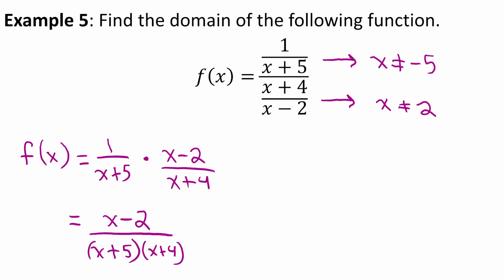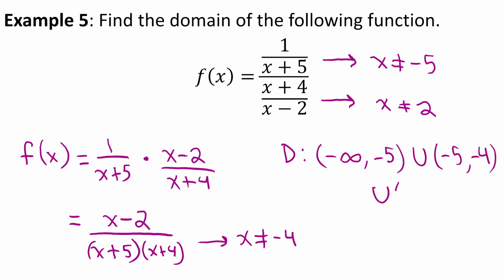Now, if we look at the simplified version on the bottom, we would then also observe that x cannot equal negative 4 as well. So the domain here is going to be a bit crazy to write, but here we go. The domain is negative infinity to negative 5, union negative 5 to negative 4, union negative 4 to 2, and union 2 to infinity. So in a way, we're expressing the three values that are undefined here.